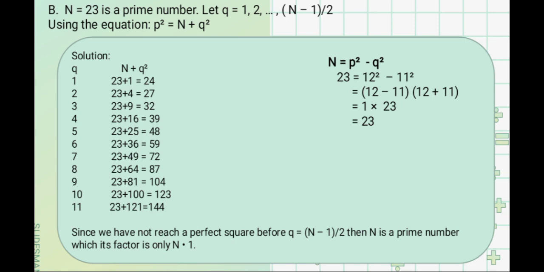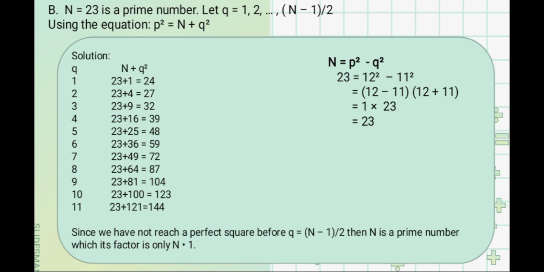So same process nga ato ang gibuhat kanina sa example number 1 nato. So we have here our Q and the n plus Q squared. So the first number sa atong Q is 1. So same process, substitute the values. So our n here is 23. So we have 23 plus 1 squared because Q squared man na. So we use 1 squared kay 1 man atong Q. So 23 plus 1 squared is equal to 24. So understood lang nga naay squared.